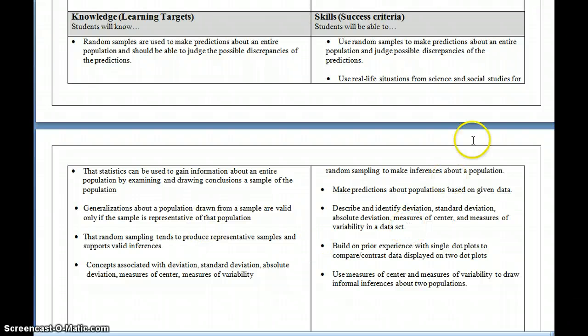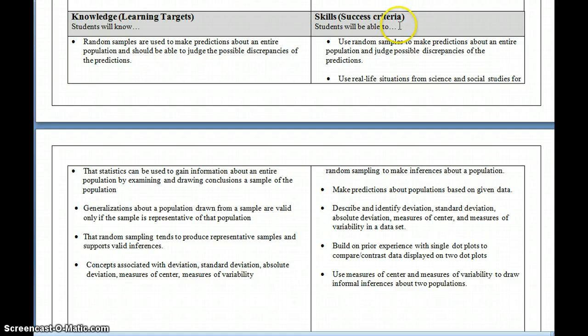The skills, or the success criteria, are what the students should be able to do, an action that should be able to be completed upon completion of this unit. And they should be able to use the acquired knowledge from the learning targets. Again, notice there are bulleted lists which complete the phrase "students will be able to." The skills should allow the students to demonstrate or apply their conceptual understanding.